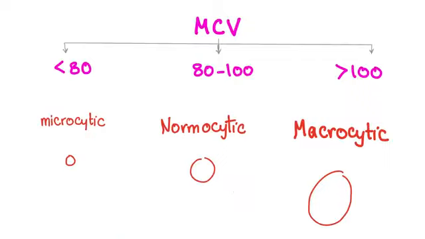Depending on the MCV, or the mean corpuscular volume, we can classify anemia into microcytic, normocytic, or macrocytic. Usually, thalassemia will be microcytic, i.e., MCV is less than 80.